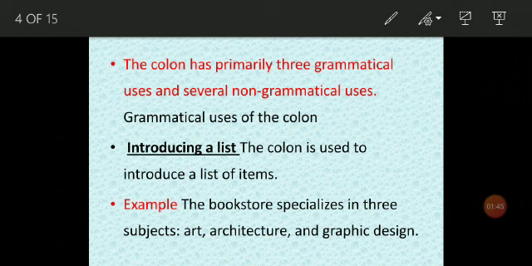When we have to introduce a list, we use colon. Example: the bookstore specializes in three subjects, and here we have to introduce a list. So we will put a colon here: art, architecture, and graphic design.